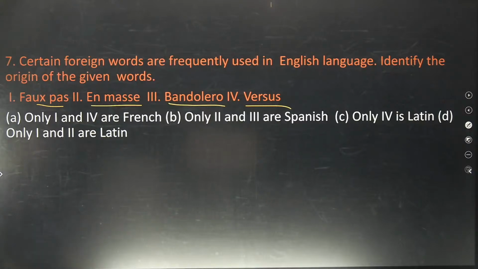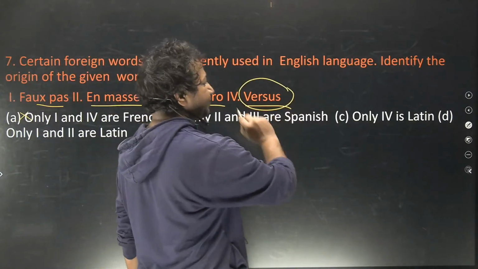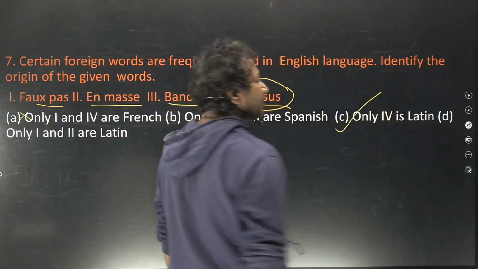I'll tell you something, even if we know one word, we can actually do it. If you look at the first option, it says only 1 and 4 are French. Faux pas is actually French, but versus is not. That is why option A cannot be there. Only 2 and 3 are Spanish. Actually, third is Spanish, second is not. Only 4 is Latin, that is correct. Versus is a word derived from the Latin language. We'll go with option C.